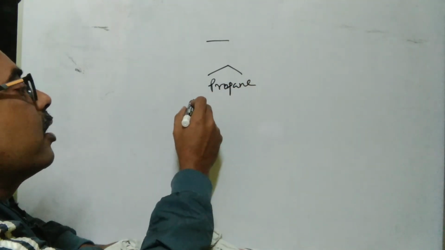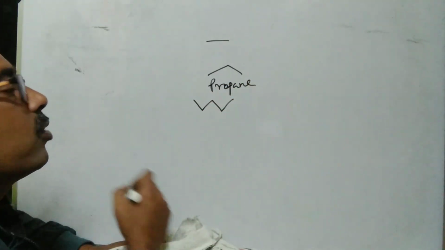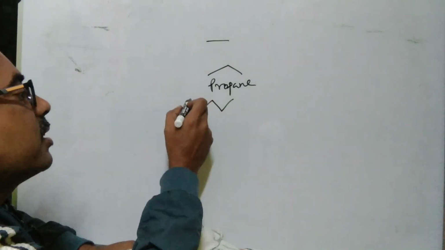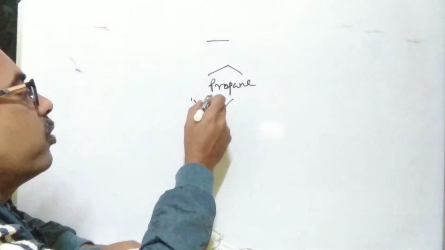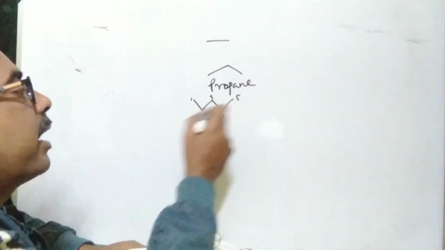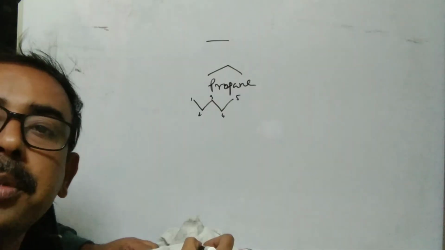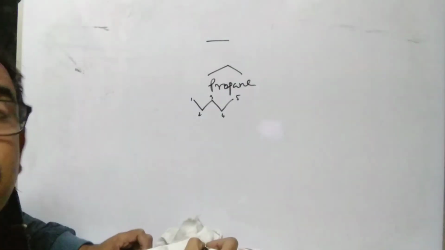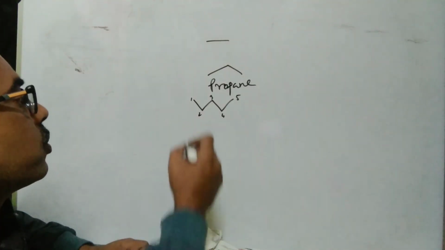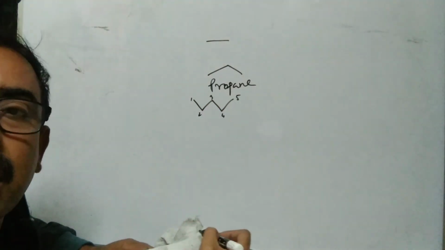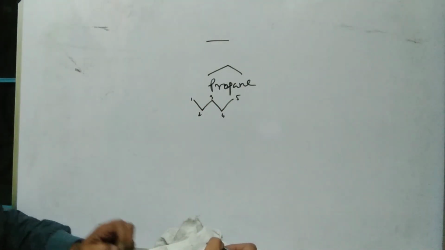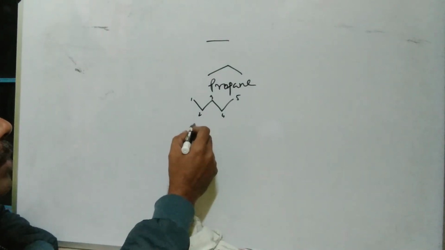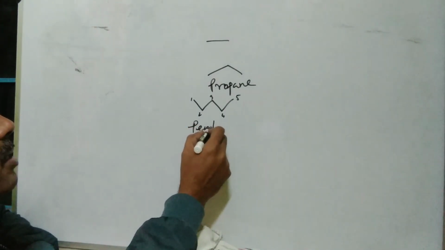Now what will be the name of this? 1, 2, 3, 4, 5. Only carbon and hydrogen atoms are present, so this is a saturated hydrocarbon since no double bond is there. Since 5 carbon atoms are present, the name of the compound is pentane. So this is pentane.